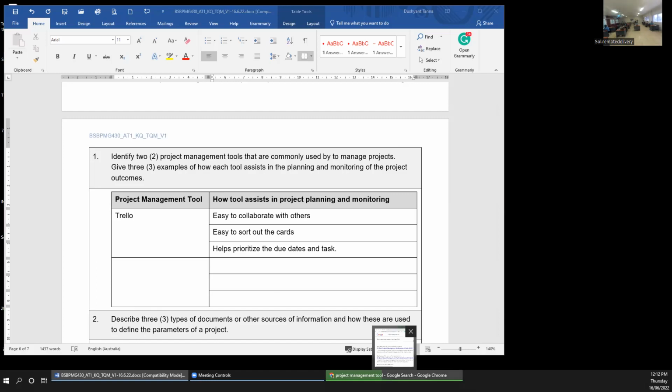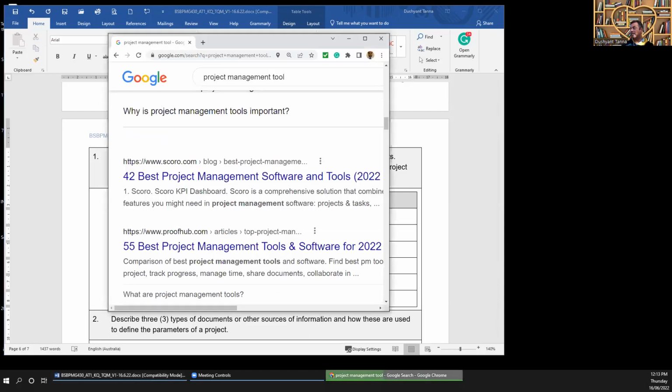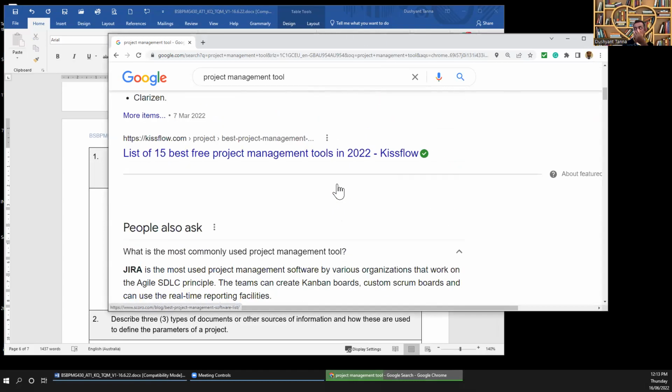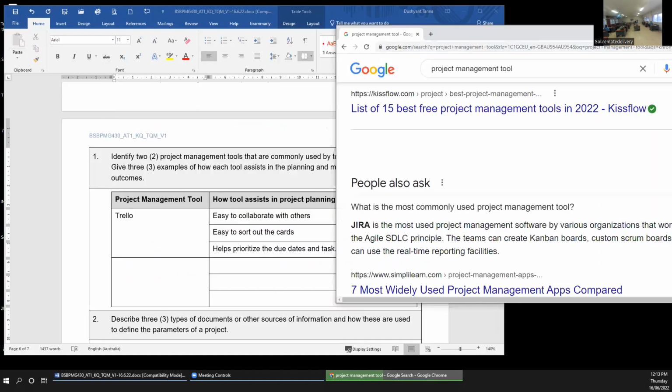No need to copy. That's fine, the video is available, but I want something different from you, not just these three. Trello being one of them, you can choose Monday.com, PERT, CPM, or just Google some of the best project management tools. All good with that? The tool and how it helps you.